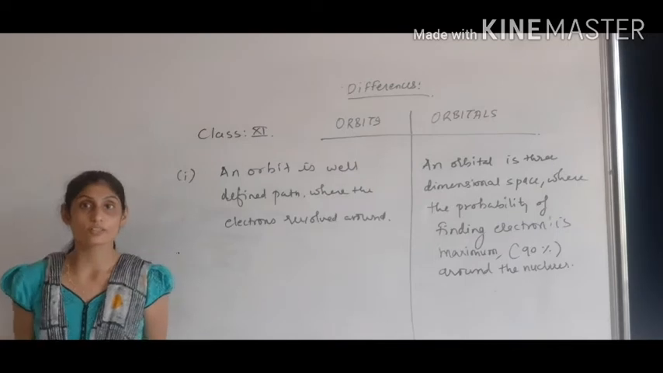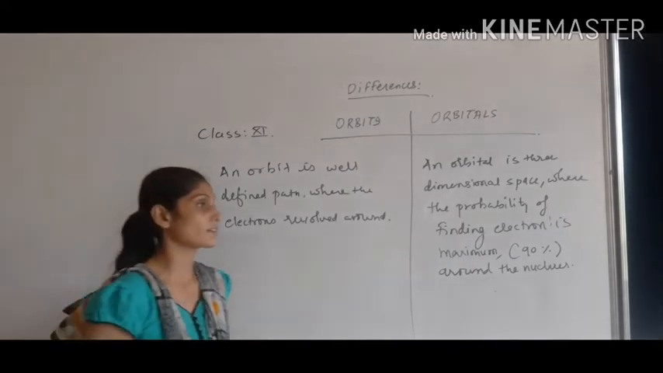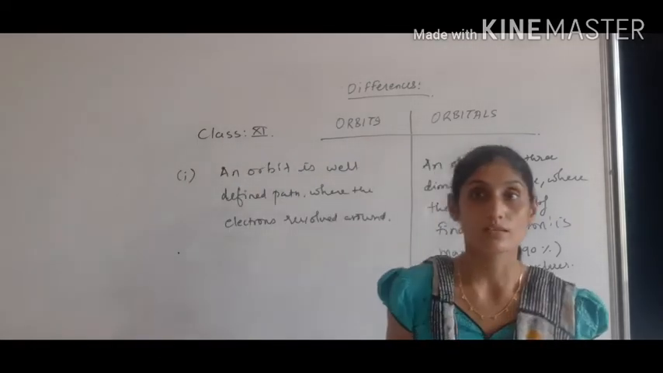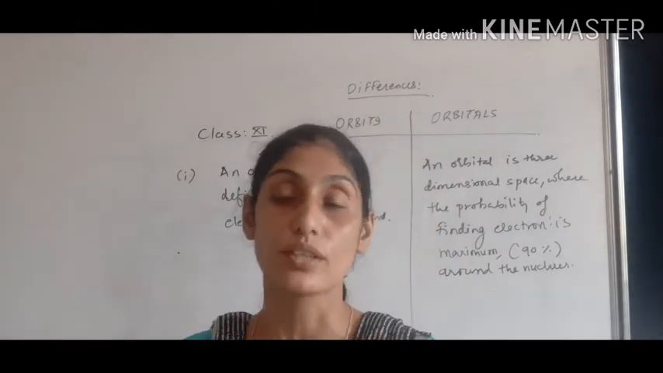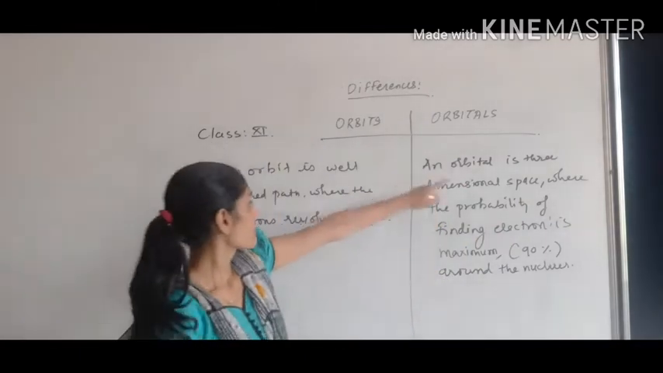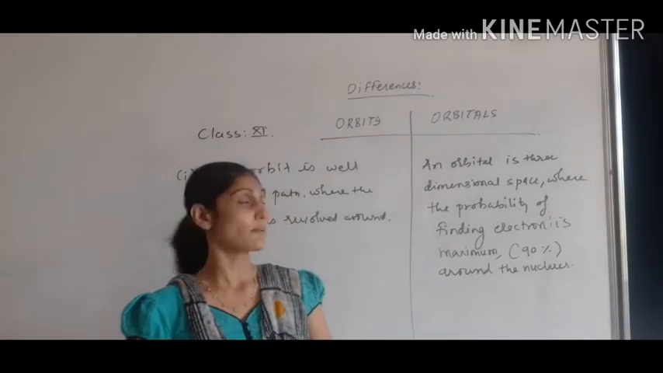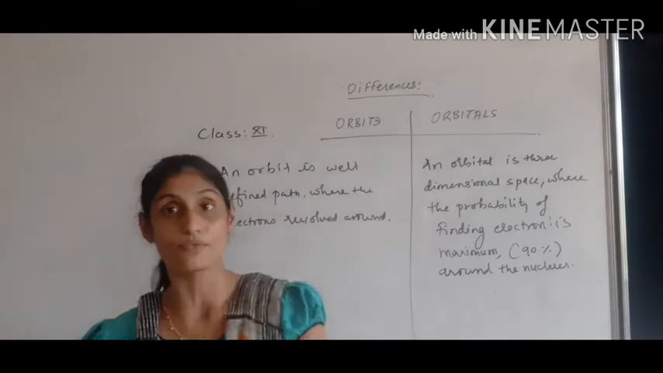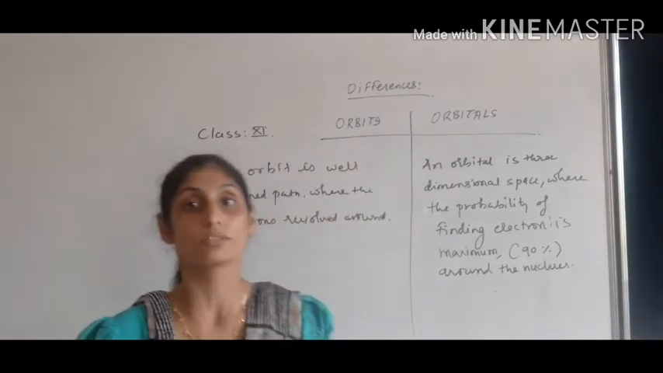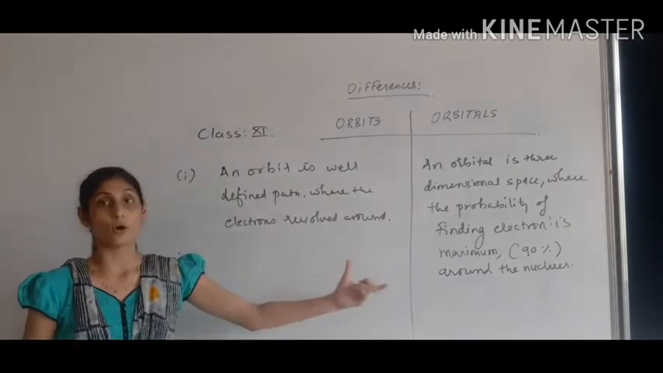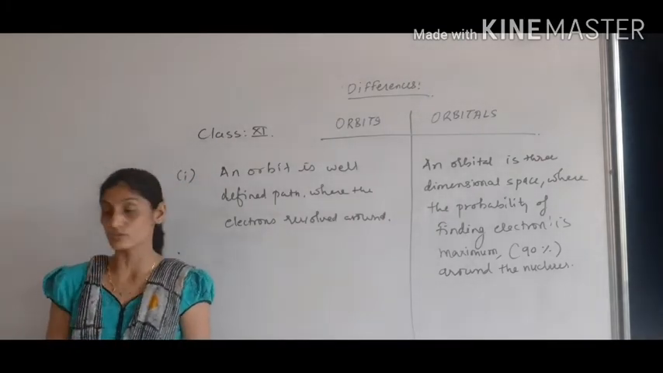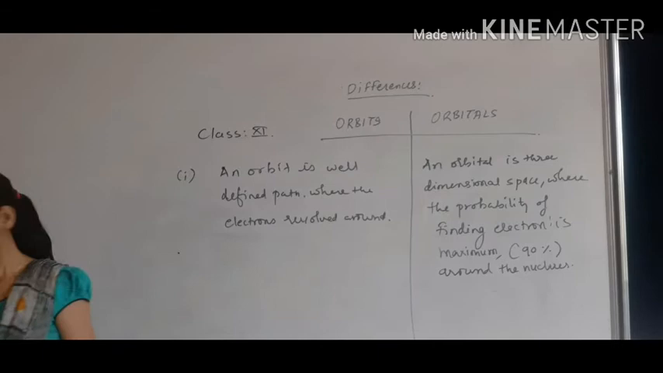Now we are moving on to the second point. What will we write as the first point? An orbit is a well-defined path where the electrons revolve around. An orbital is a three-dimensional space where the probability of finding an electron is maximum around the nucleus. So copy this first point, then we move to the second point.